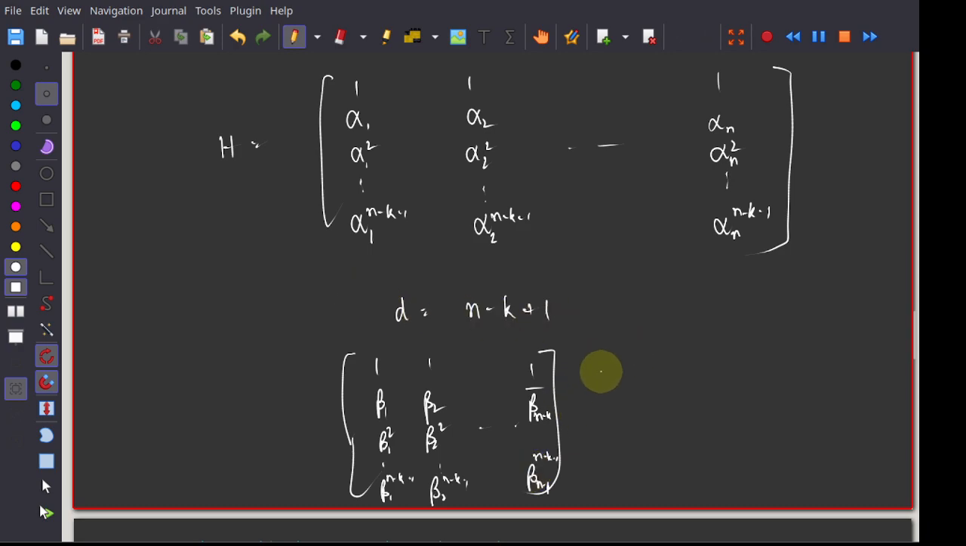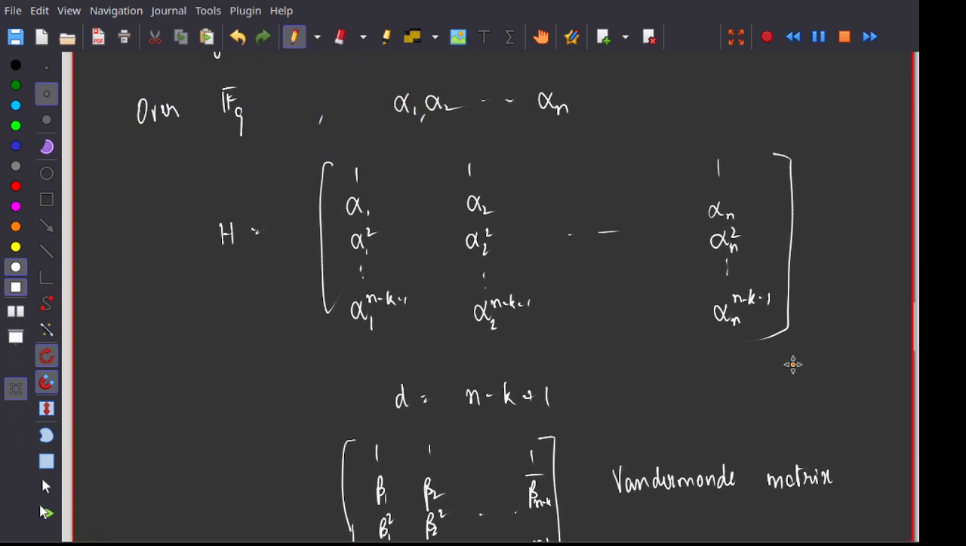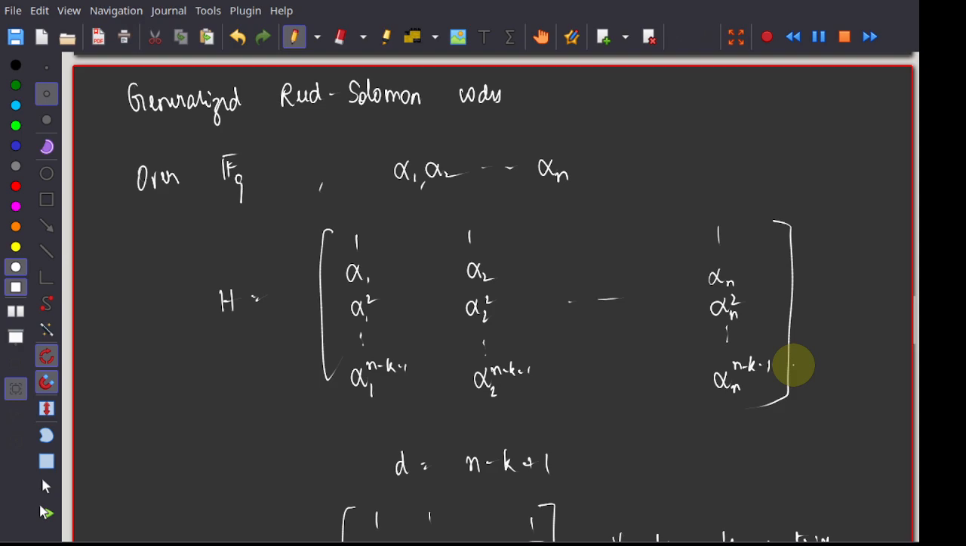So this is what is called a Vandermonde matrix. The determinant turns out to be just the product of differences between every pair of elements. If all the elements are distinct, then this automatically has full rank. You can construct a Vandermonde matrix over any finite field, or any field for that matter. So this is a nice linear algebraic technique of constructing a linear code, and this achieves the singleton bound. So it's a maximum distance separable code.